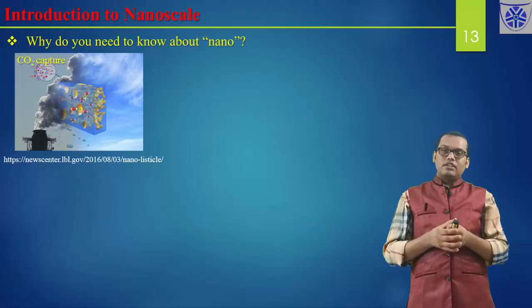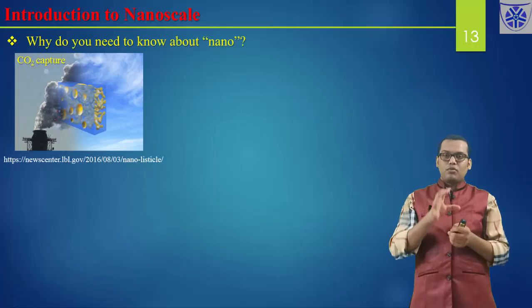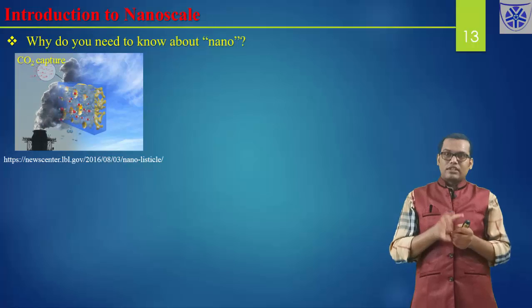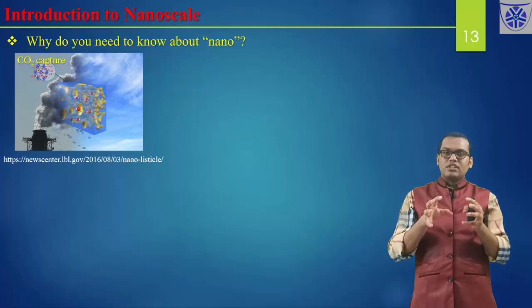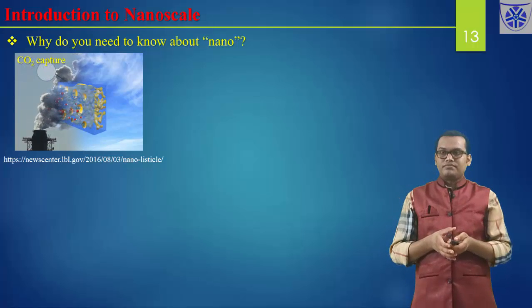Suppose you know that sponge, right? What happens in a sponge? It's a porous material. It can absorb anything, and it can also pass some things through. So that kind of material we have, like nanomaterials, which specifically capture the carbon dioxide. It's a huge application so that we can prevent the greenhouse effect.